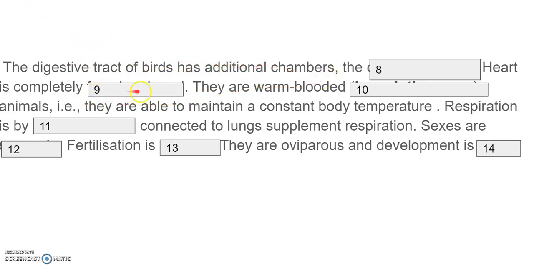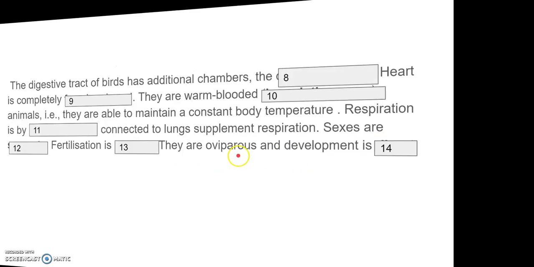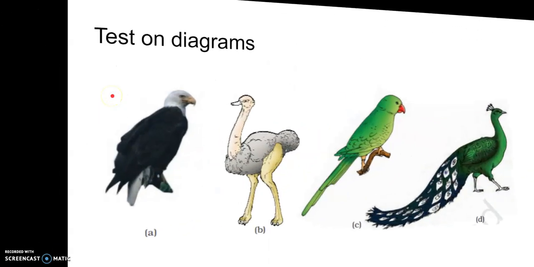Heart is completely dash. They are warm-blooded animals because they are capable of maintaining constant body temperature. Respiration is carried out by dash, and dash connected to lungs supplement respiration, and sexes are dash. Fertilization is dash, they are oviparous, and development is dash. And these are the answers.